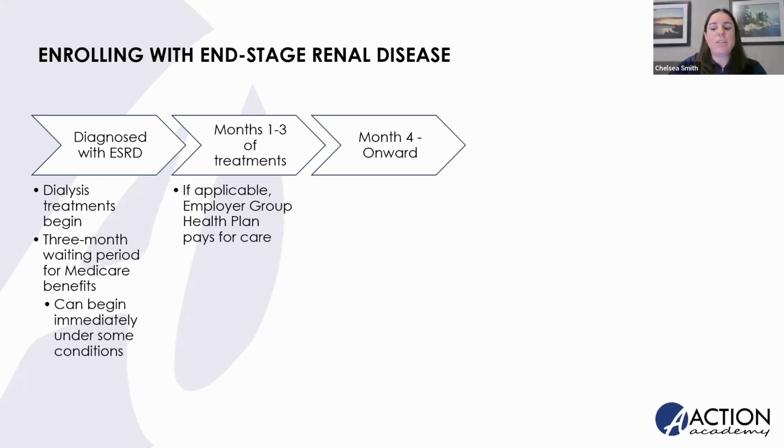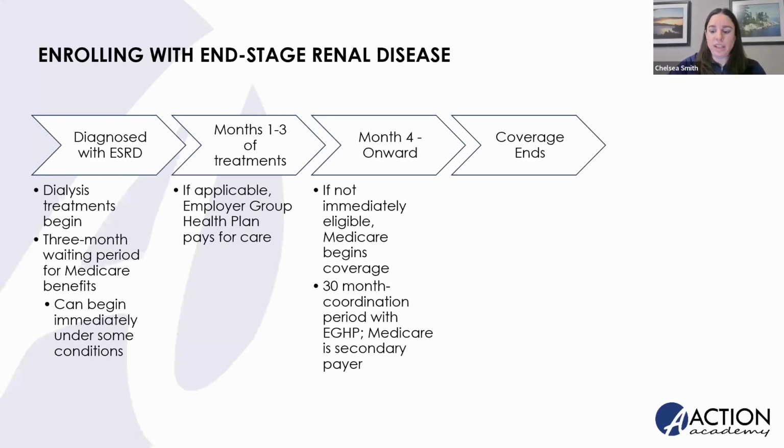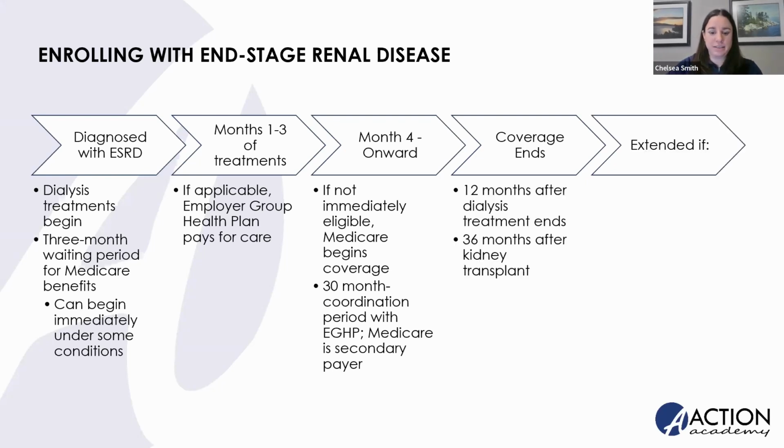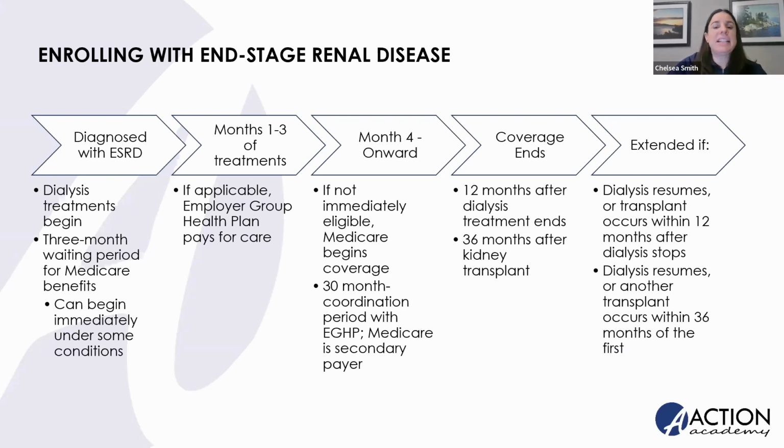And then that individual will lose eligibility 12 months after the last dialysis treatment occurs, or 36 months after a kidney transplant. However, coverage may be extended if that beneficiary resumes dialysis treatments or receives a transplant. And that coverage will be extended again if another transplant is received within 36 months of that first transplant. So basically, we're looking at whether or not that person was receiving transplants or whether or not that dialysis is going to stop to see whether or not that coverage would be extended.